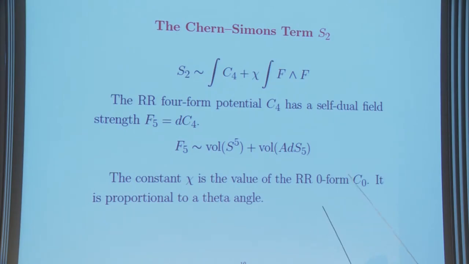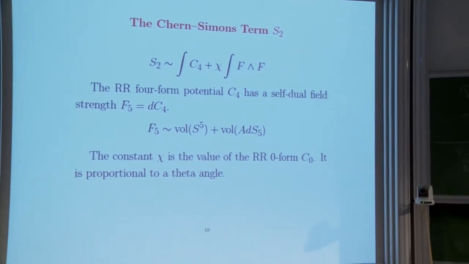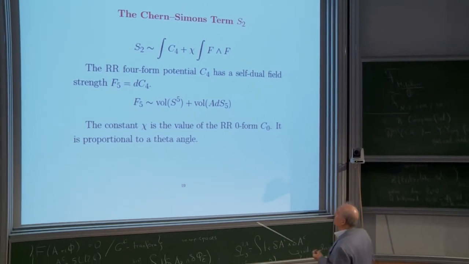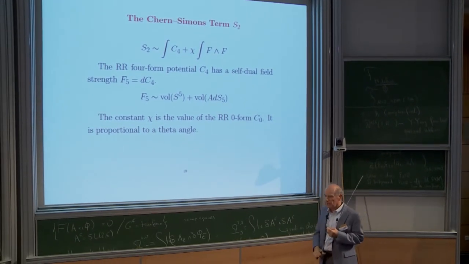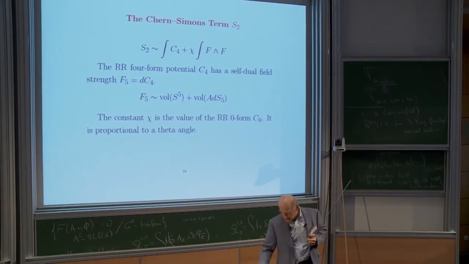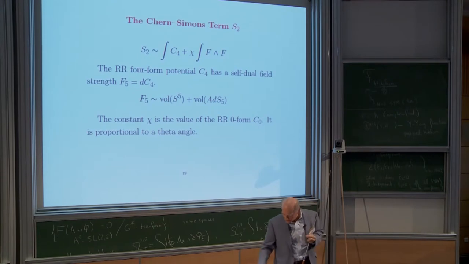The Ramond-Ramond 4-form has a self-dual field strength. And that can be written down explicitly. It's the volume 5-form of the 5-sphere plus the volume 5-form of the AdS space. And that's manifestly self-dual. Constant chi, as I said, is the expectation value of C0 in the background. Of course, that's a topological term. It doesn't contribute to the classical equations of motion, but it can be there anyway.